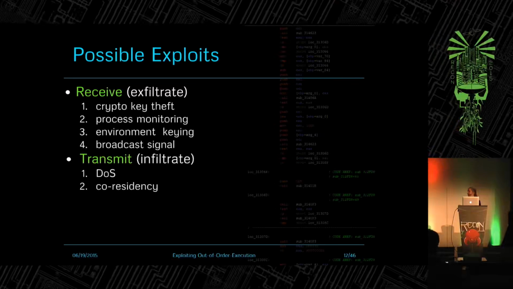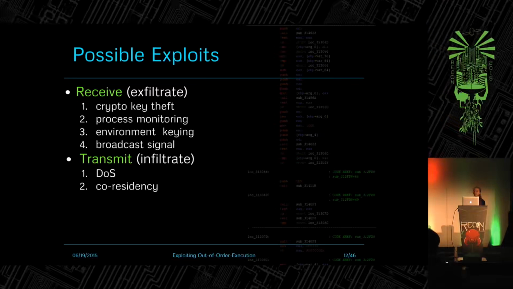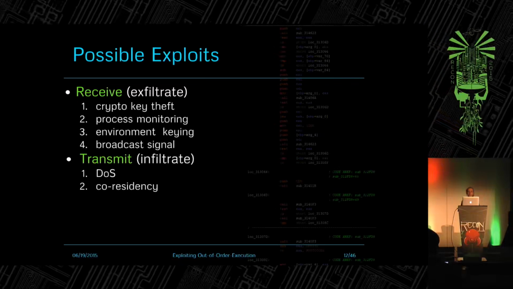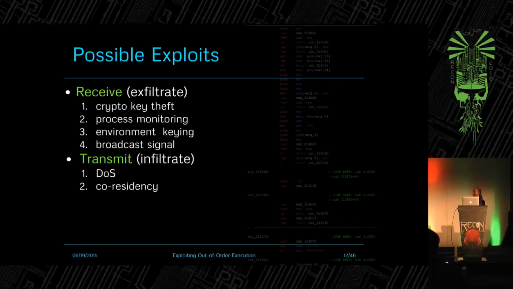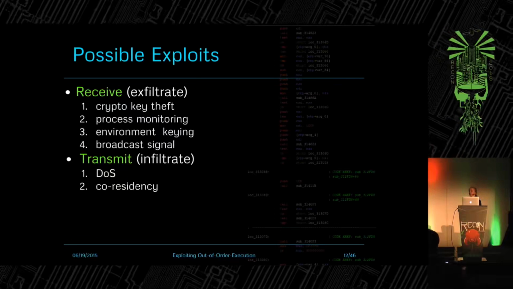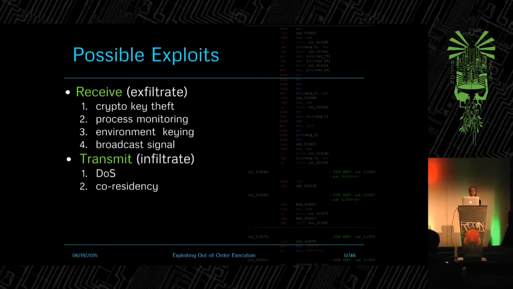Now, on the opposite side of the spectrum, if you're just running a transmitter, or if you're just forcing artifacts in the shared hardware, you could do something like a denial of service attack, where you clog the pipeline or you clog the cache so other processes that might need it can't.